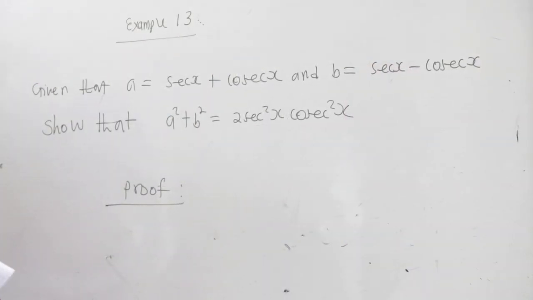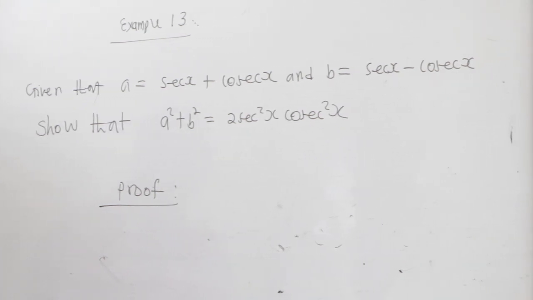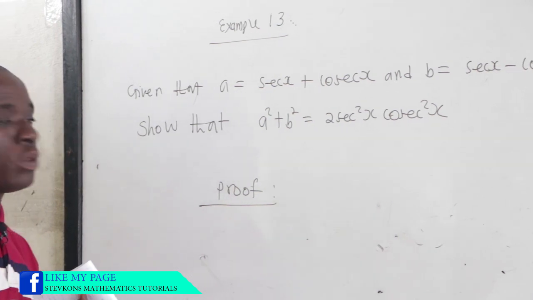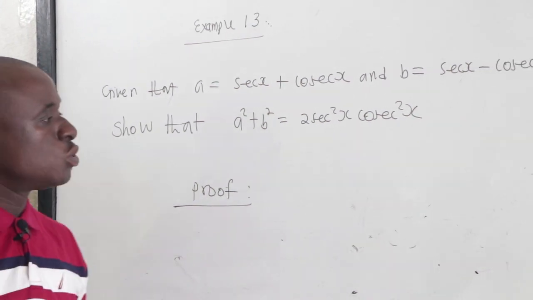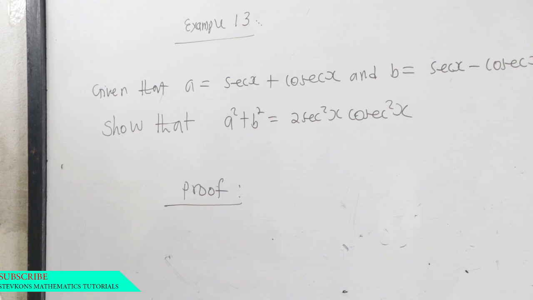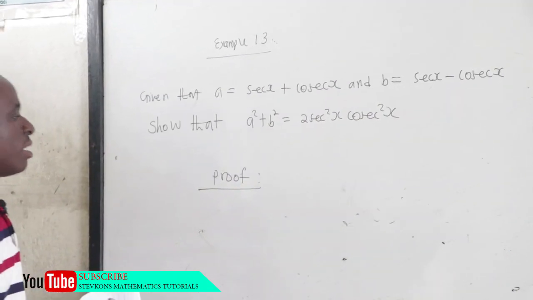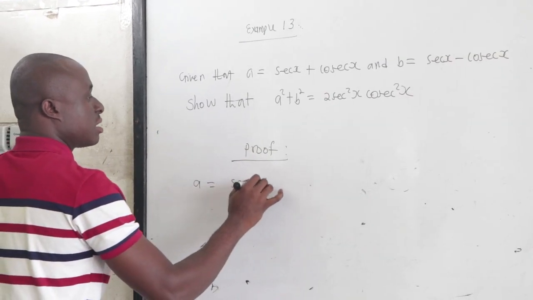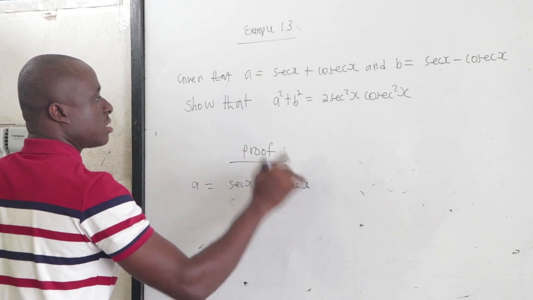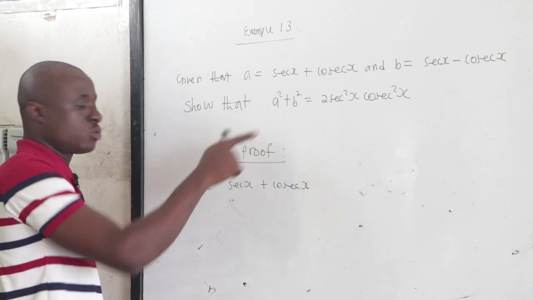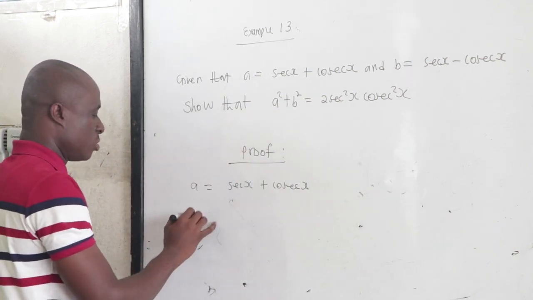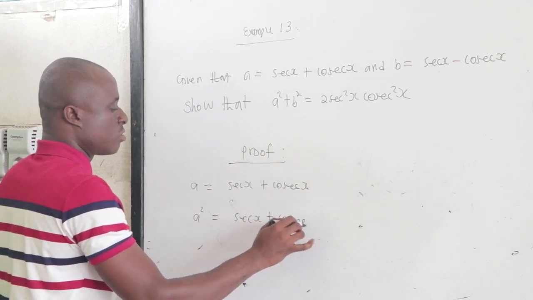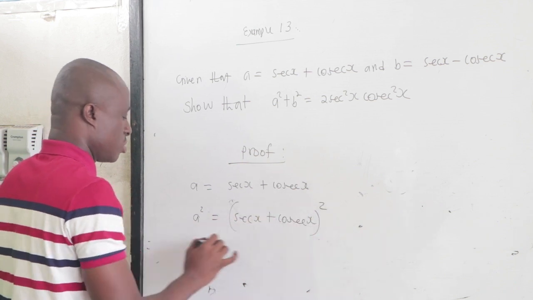Now let's see this question. Given that a is equal to sec x plus cosec x and b is equal to sec x minus cosec x, we are being told to show that a square plus b square is equal to 2 sec square x cosec square x. Now, what is our a? Our a is sec x plus cosec x. But then they are telling us to show that a square plus b square. So all that we need to do is to square the a. So a square, that is we have sec x plus cosec x all square.